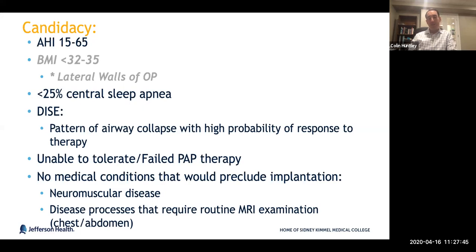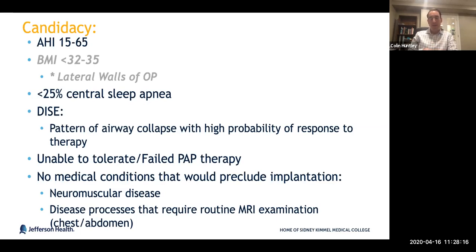That stipulation is based on a paper that included 6 or 7 patients, so it's certainly not definitive. We're starting to think that it's more, like I mentioned earlier, the lateral walls of the oropharynx collapsing inward that we're not able to have significant impact on, more so than the concentric collapse at the palate. So those lateral oropharyngeal walls or obstruction at the lateral oropharynx may be more telling or more predictive of lack of success than concentric collapse of the palate.